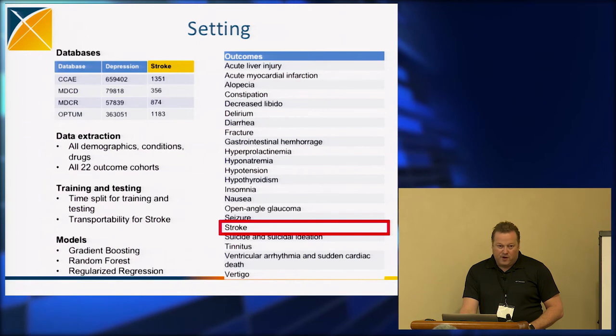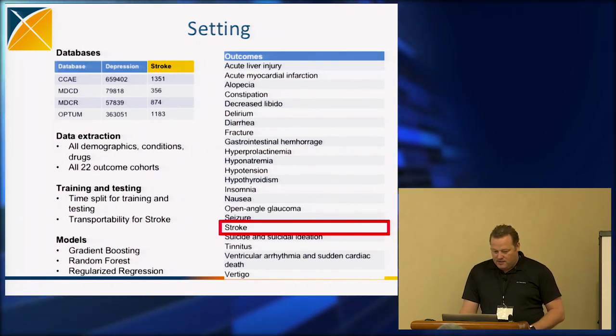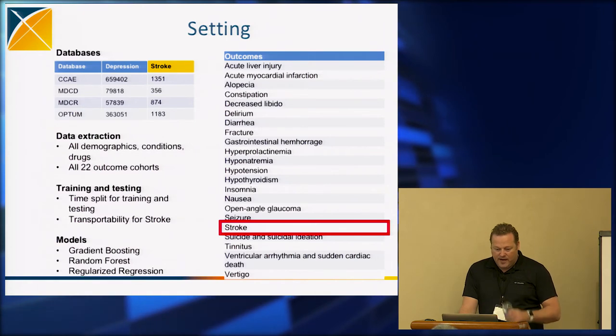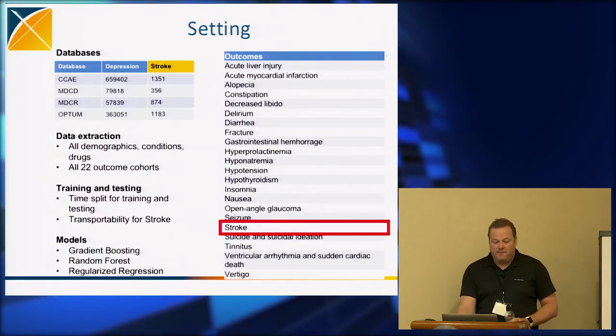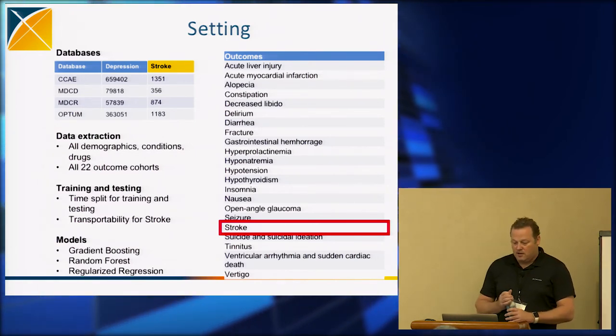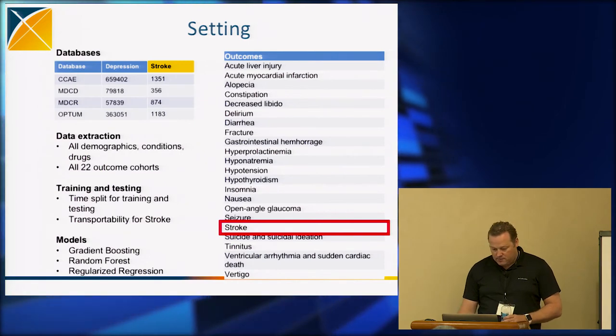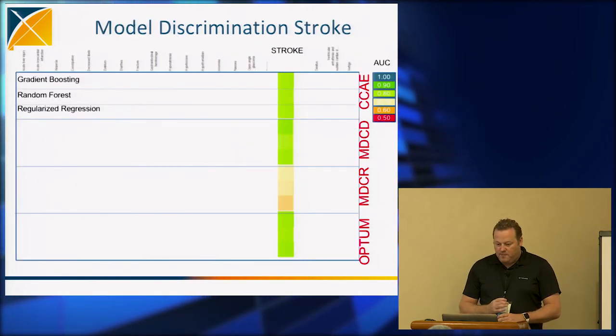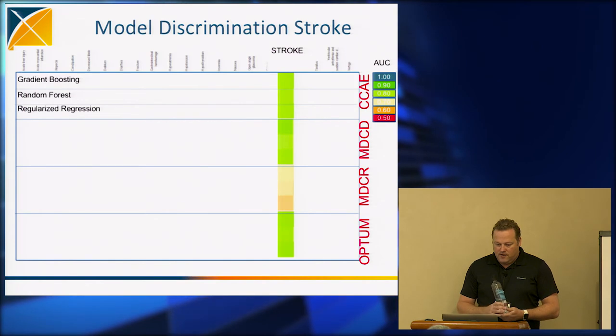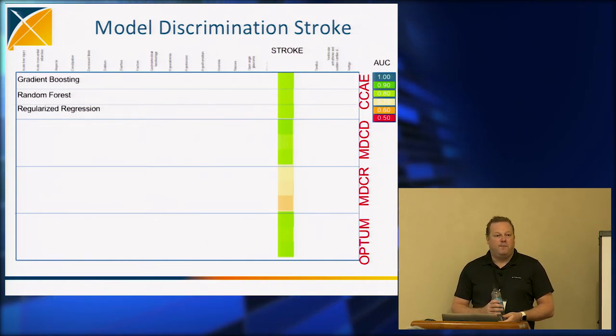So for example, for stroke, which is the question that we had in the beginning of the patient visiting his GP, we have quite a large number of patients with stroke in these databases and in these cohorts. So what we've been creating then was these kind of plots.